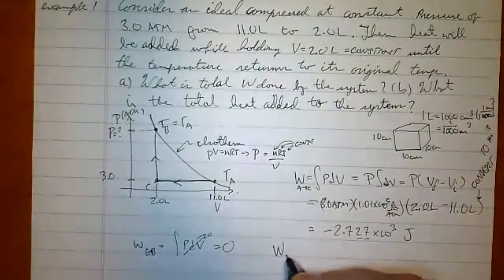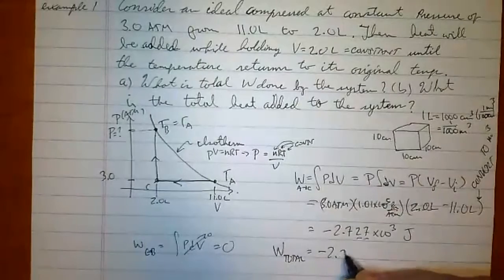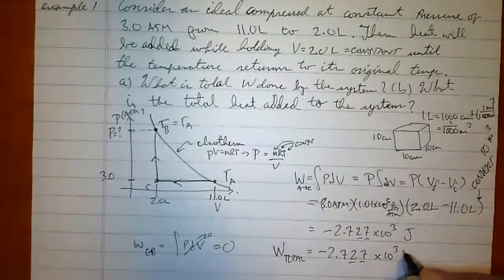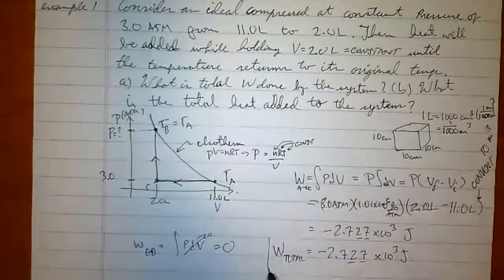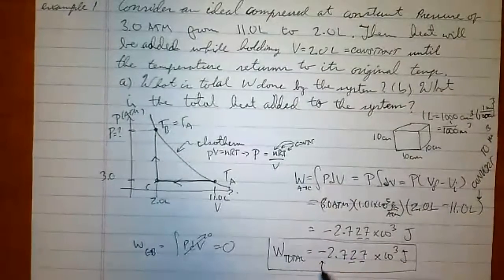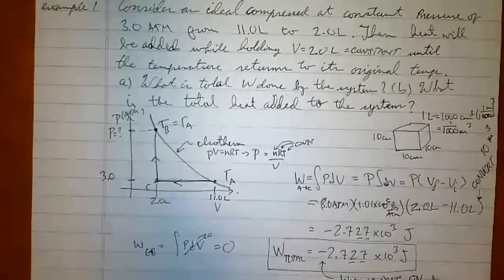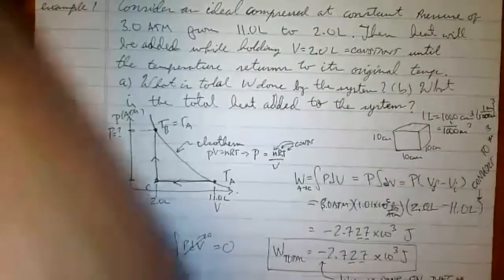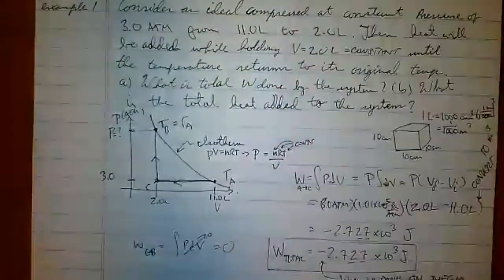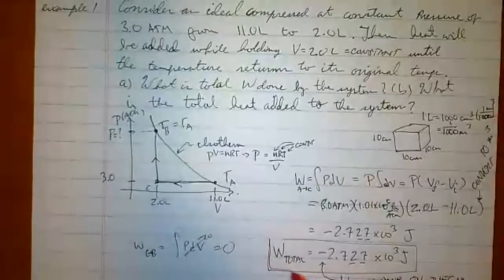So the work total is negative 2.727 times 10 to the third joules. And the negative implies work is done on the gas. Okay, let me circle this in a different color so we can see that's one of our answers.